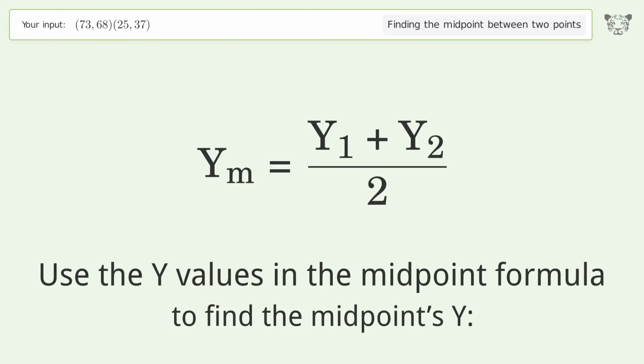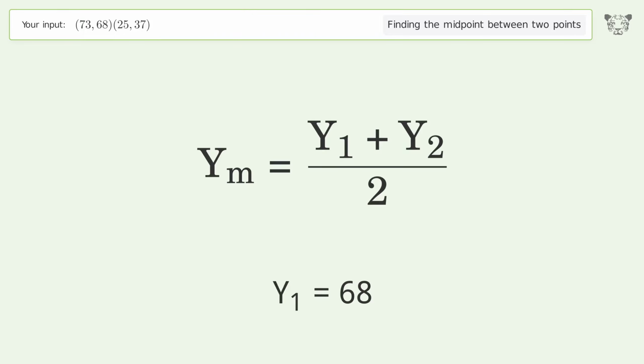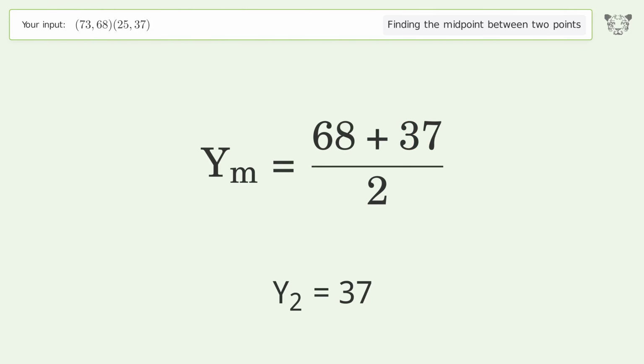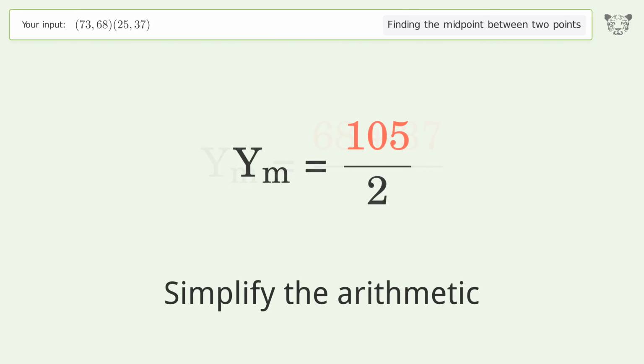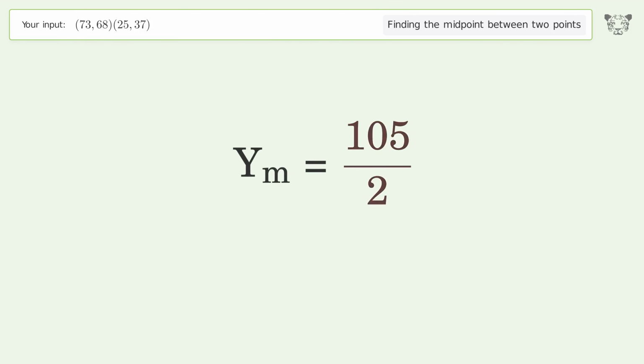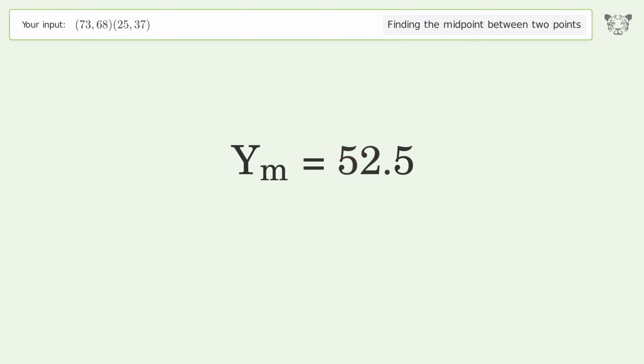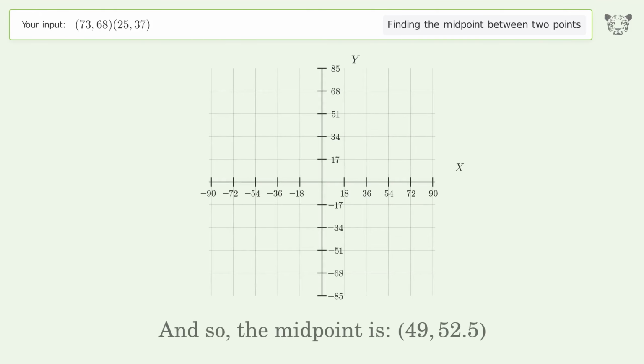Use the y values in the midpoint formula to find the midpoints y. y1 equals 68. y2 equals 37. Simplify the arithmetic. And so, the midpoint is 49, 52.5.